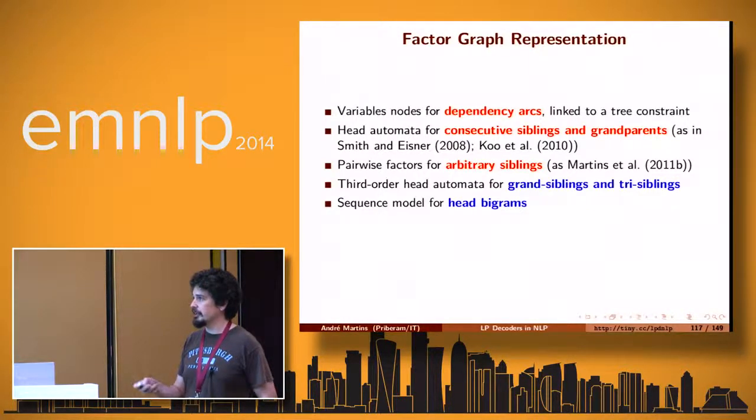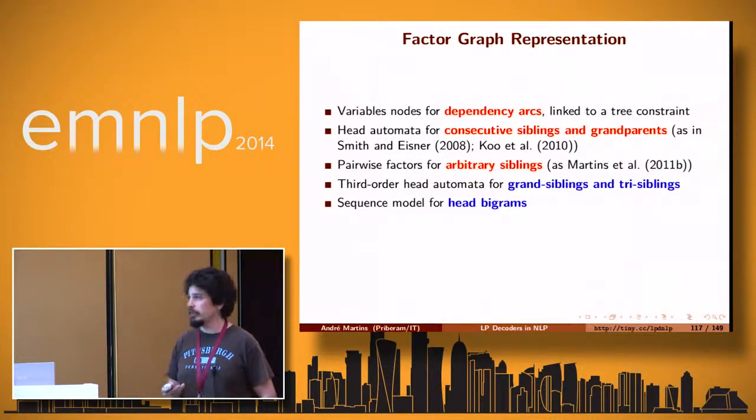This has been done as well in previous work by Smith and Eisner and Terry Koo and others. Okay, so then for arbitrary siblings, where you don't have this Markovian property, we are going to use Ising factors, basically edges connecting two variable nodes that model the fact that these two arcs are simultaneously in the dependency tree. And for the third order models, we are going to generalize these automata to the third order.